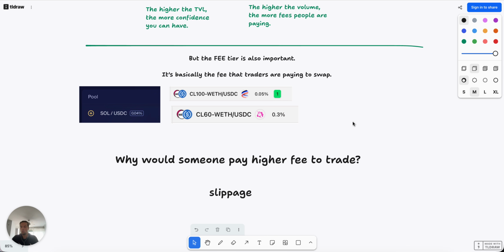So this is the core principle, the core understanding of the importance of the fee tier.